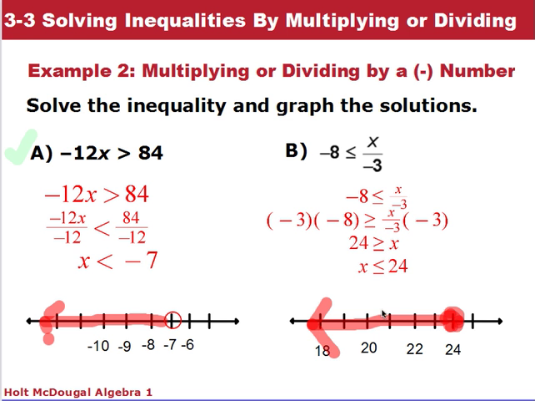So let's check and see. When x is 24, 24 divided by negative 3 does equal negative 8. And again, this time 0 would be shaded, so it should be part of our solution. So let's see. Is negative 8 less than or equal to 0 divided by negative 3? Yes, negative 8 is less than or equal to 0. So we've shaded correctly.